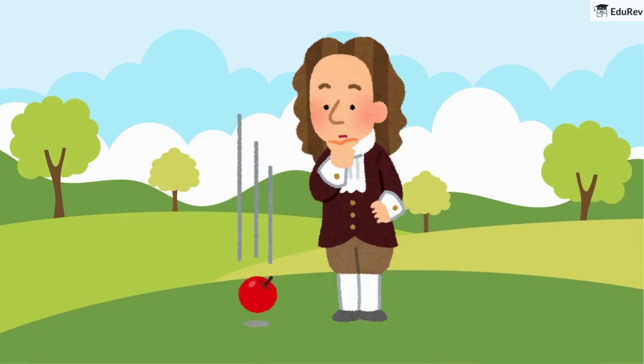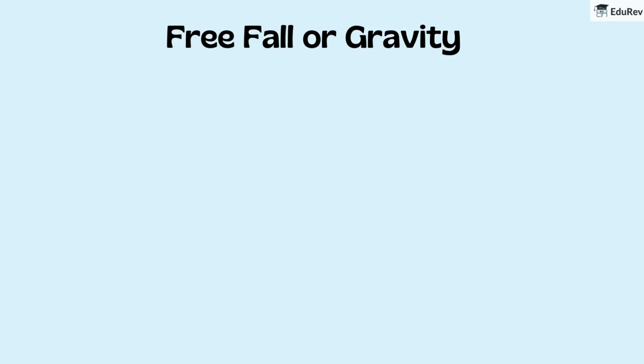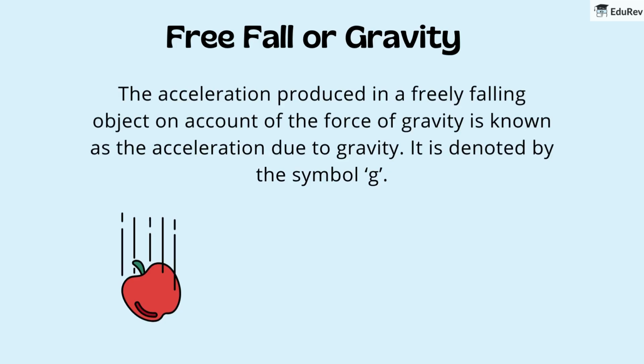But what happens when an object falls freely under the influence of gravity? Well, this is where the concept of acceleration due to gravity comes into play. The acceleration produced in a freely falling object due to the force of gravity is known as the acceleration due to gravity, denoted by the symbol g. This acceleration can be calculated using the formula g is equal to GM upon r square, where M is the mass of the Earth and r is the radius of the Earth.